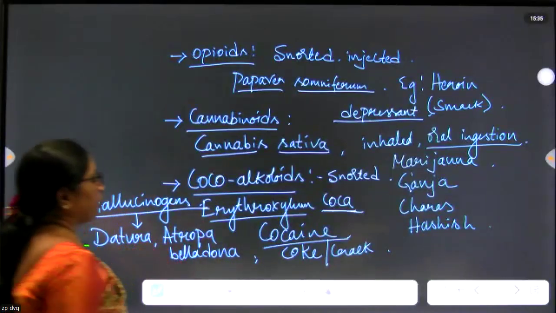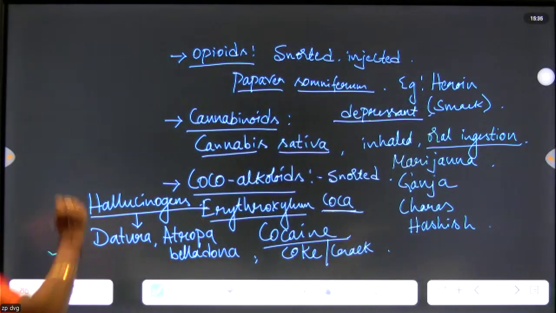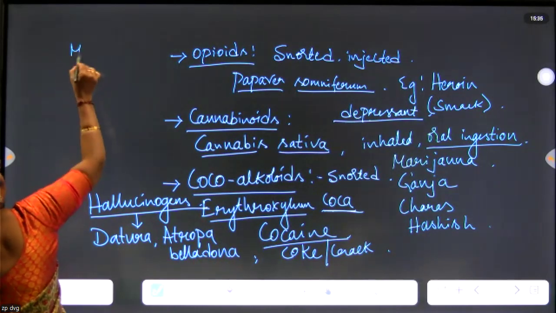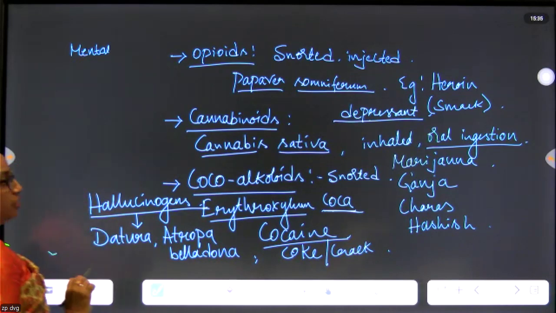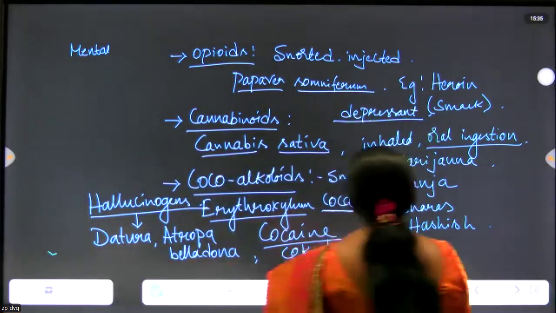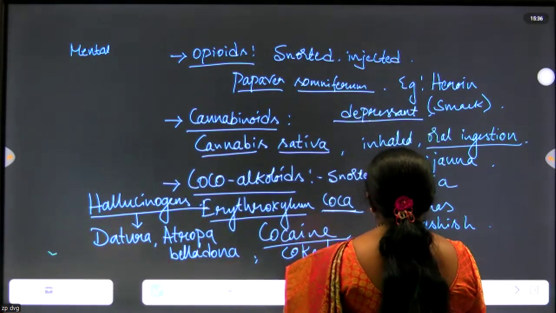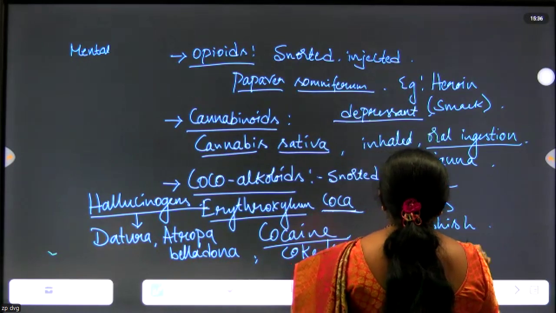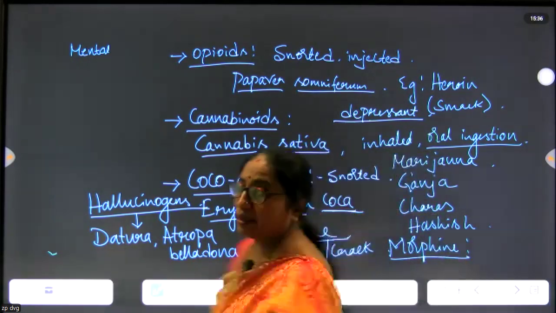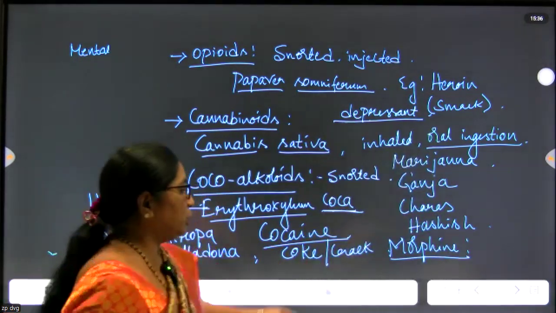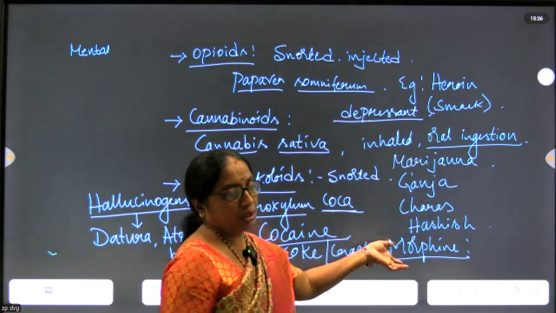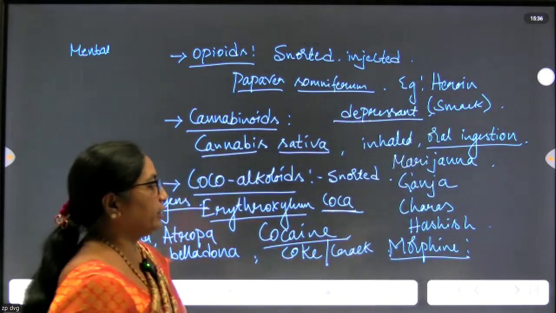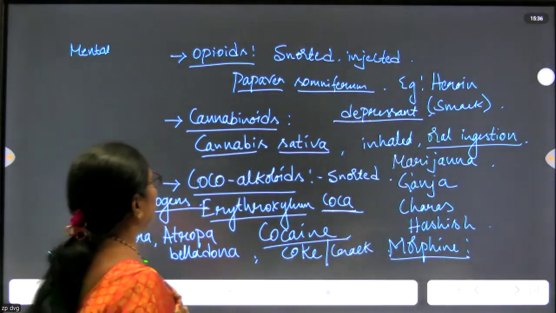So these are something about the drugs. Before that, there's another drug called morphine, very important for our competitive exam. Morphine is a painkiller and a sedative. So usually it is a drug given to people who have had operations or surgery. So it is a very good sedative and a painkiller.